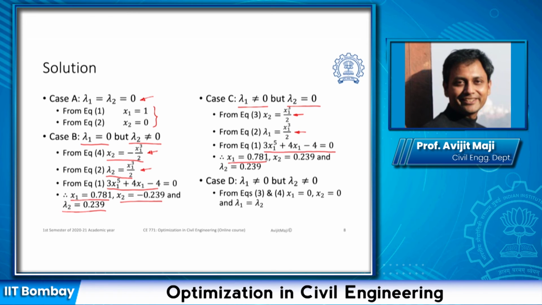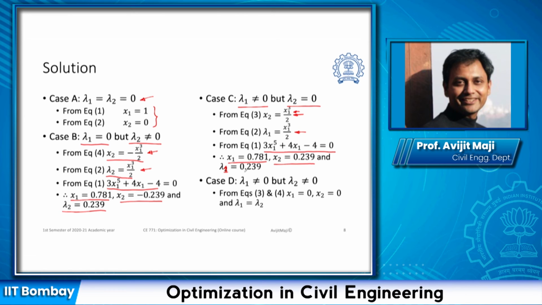However, once we replace this in equation 3 here, the x2 value is going to be the positive value of 0.239. Earlier, in case B, it was negative. Now in this case, it is positive. And the corresponding lambda value is going to be lambda 1.